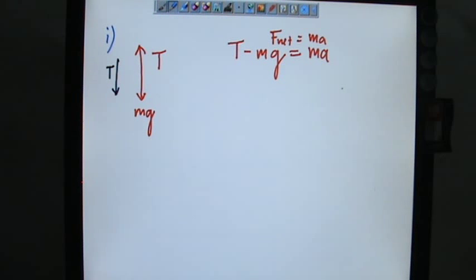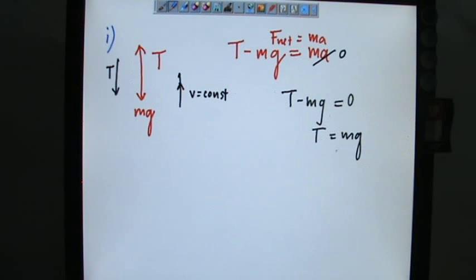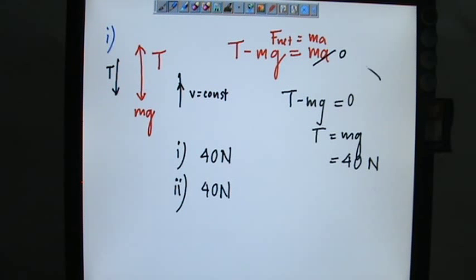Okay, but since the moving up is constant velocity, v constant, we can say this is 0. So T minus mg equals 0, so T equals mg. The mass of the object is actually 4, so the force is 40. So the tension is 40 Newton. For both number 1 and number 2, the answer is 40 Newton, simply because the acceleration is 0 due to constant velocity.